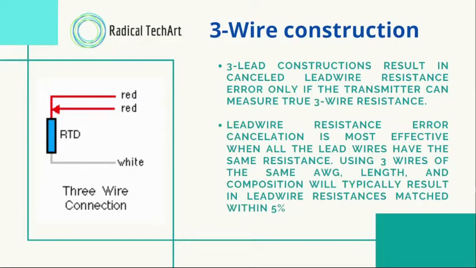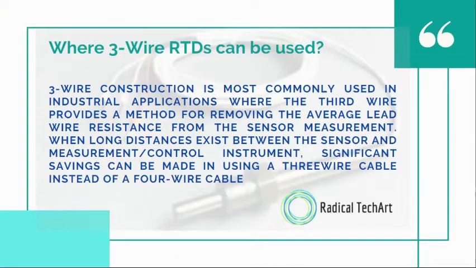So let's talk about where three-wire RTDs can be used. Three-wire construction is most commonly used in industrial applications where the third wire provides a method for removing the average lead wire resistance from the sensor measurement. When long distances exist between the sensor and measurement or control instrument, significant savings can be made in using a three-wire cable instead of a four-wire cable.